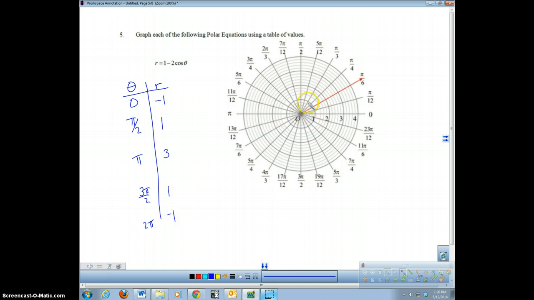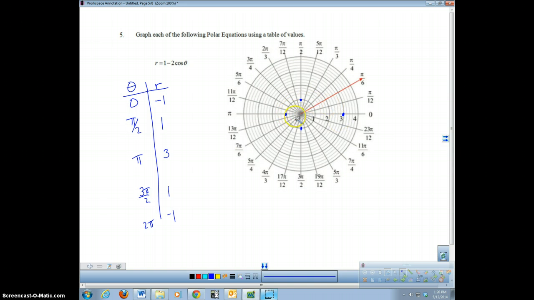So I'm going to go and plot the points. 0, negative 1: 0 radians, negative 1 back here. And then pi over 2 and 1 is right here. And pi and 3 is right here. 3 pi over 2 and 1 is right here. And then 2 pi, negative 1 is right here again.